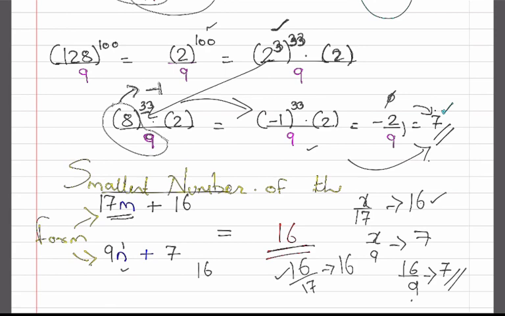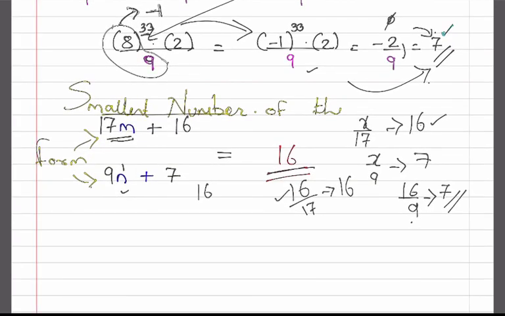Now I need a number x. I need a number x such that when I divide it by 17, I get a remainder of 16. It means that number is of the form 17m plus 16, right? What is the smallest such number? Put m as 0, you will get 16. What is the next smallest? Put m as 1. It will be 16 plus 16, 32, plus 1, 33.